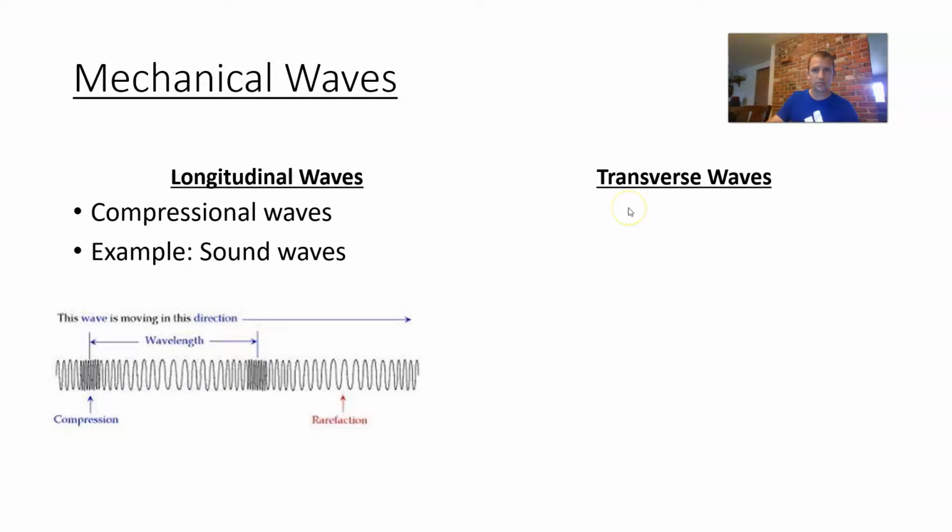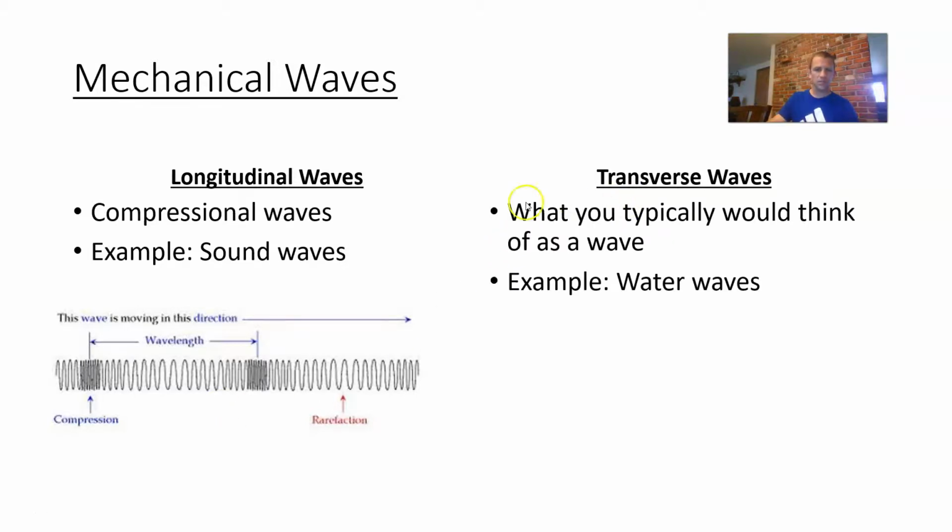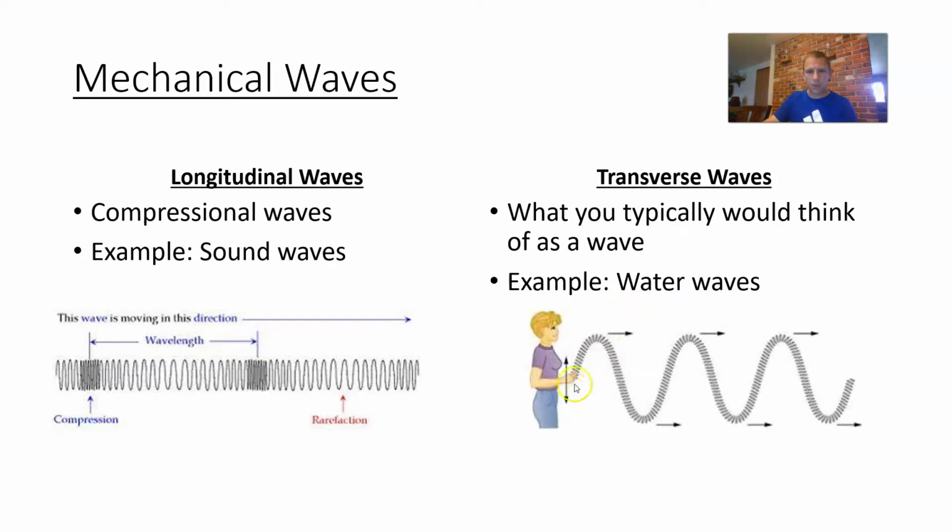Now we'll talk about transverse waves. This is typically what you would think of a wave as, like at the beach. Now, when I think of waves and someone says waves, I think of waves at the beach. An example, like I said, water waves. That would be like if someone took the slinky and they did this. They had this end attached and they were just moving this end up and down very quickly.